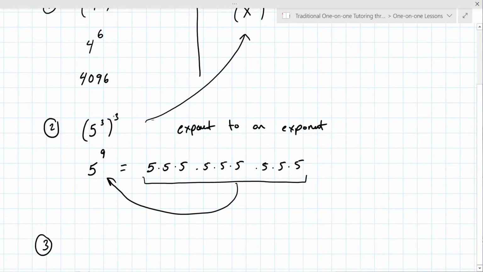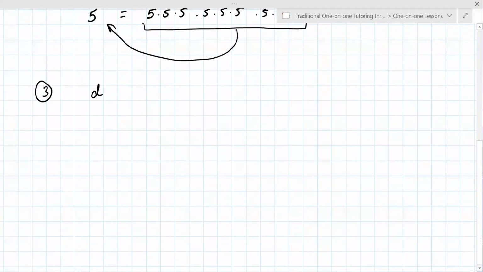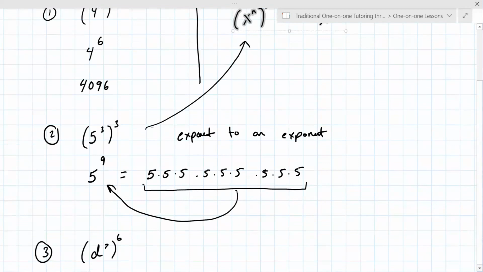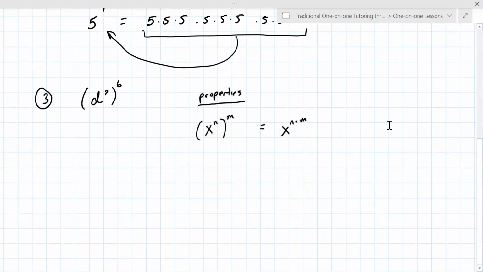So the single property that we're learning right now is when you have an exponent to an exponent. The next question looks like a letter d to the power of 7 to the power of 6. Is that right? Yeah, it is. Just like the property up here, you multiply the exponents, n times m. You multiply 7 times 6. So this is d to what power? 42. You just multiply the exponents.